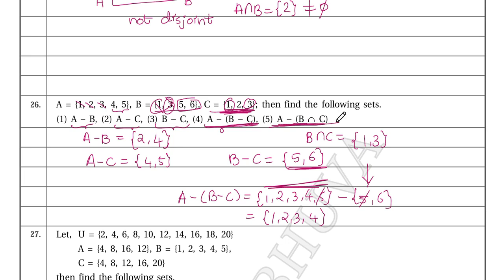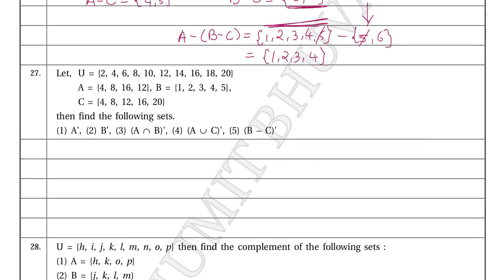Then we have to find out A minus B intersection C. Okay, so A set is what? 1, 2, 3, 4 and 5. Minus B intersection C is what? 1, 3. So remove these elements 1 and 3. So if we remove 1 and 3, what will remain? 2, 4 and 5. So the correct answer is 2, 4, 5. Okay. Look at the next question.